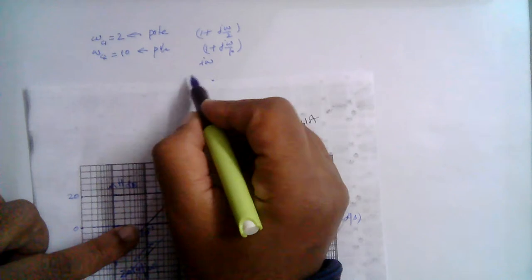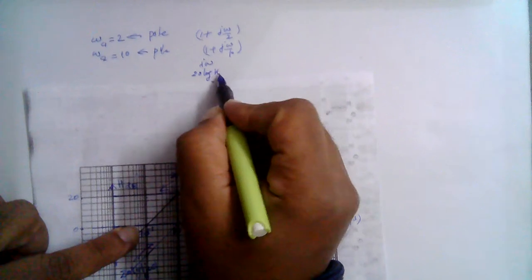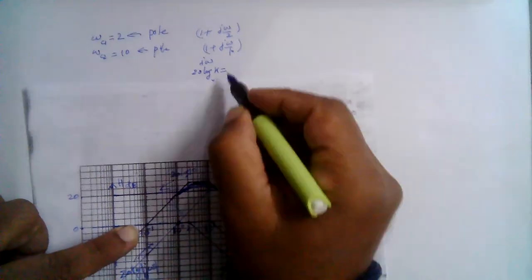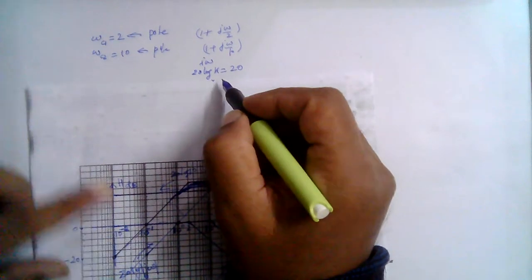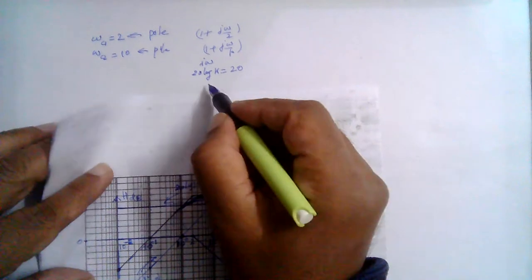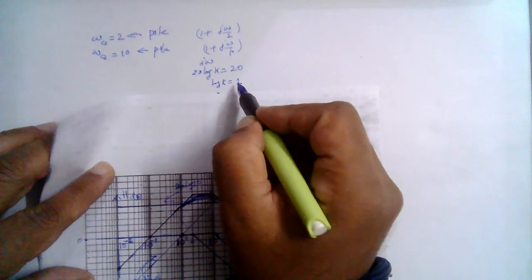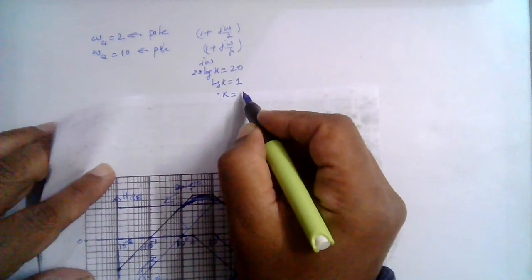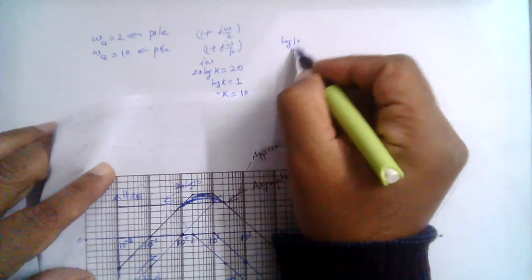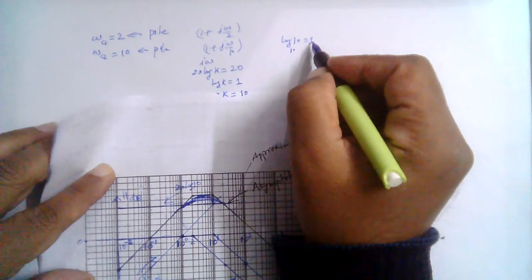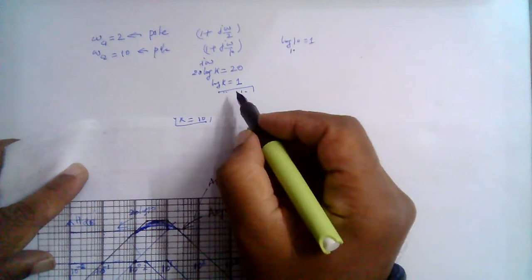So the k term is 20 log k, which is 20 dB here. Whatever value it is, if it was 40, I would write 40 here. So from this we can find out the value of k, the constant term. Basically log k is equal to 1. So k is log inverse of 1. Log of 10 to the base 10 is 1, and the log inverse of 1 is 10. So k is equal to 10.